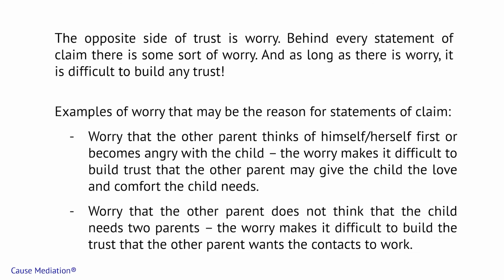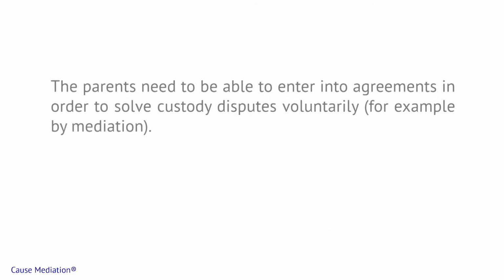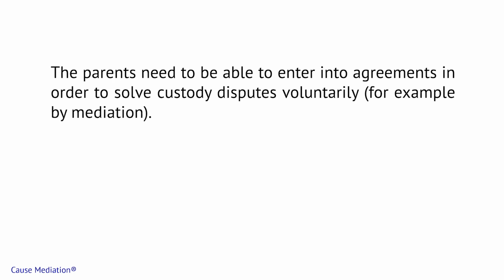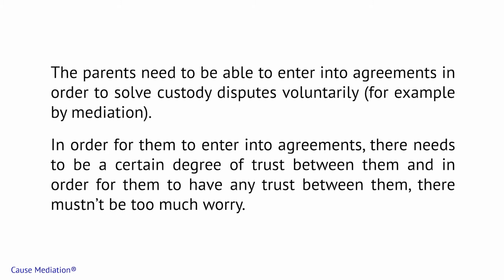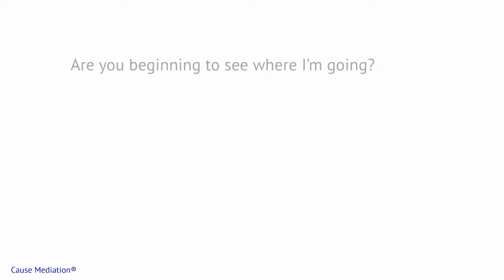Worry that the other parent does not think that the child needs two parents. The worry makes it difficult to build the trust that the other parent wants the contacts to work. The parents need to be able to enter into agreements in order to solve custody disputes voluntarily, for example by mediation. In order for them to enter into agreements, there needs to be a certain degree of trust between them, and in order for them to have any trust between them, there mustn't be too much worry. Are you beginning to see where I'm going?